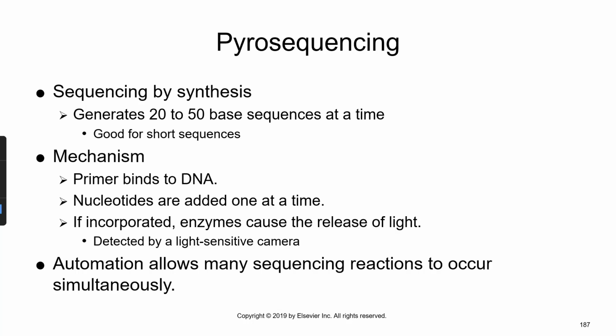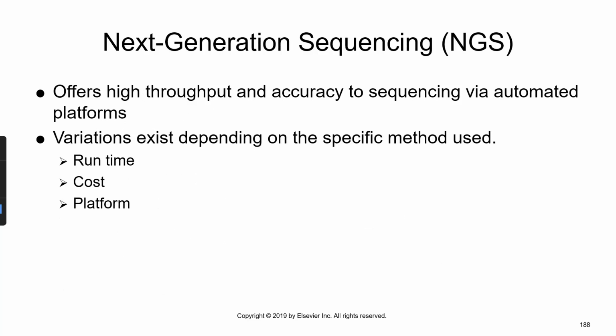Pyrosequencing is sequencing by synthesis, so it generates 20 to 50 base sequences at a time, and that's good for short sequences. Automation allows many sequencing reactions to occur simultaneously. Then we have next generation sequencing, and this is the most common sequencing method. It offers high throughput and accuracy to sequencing via automated platforms. Variations exist depending on the specific method used, runtime, cost, and platform.